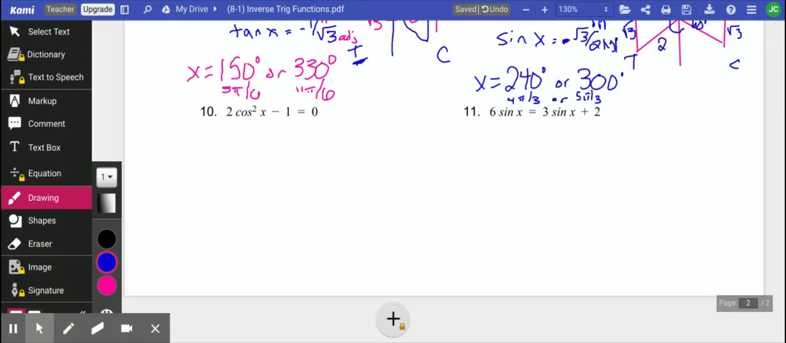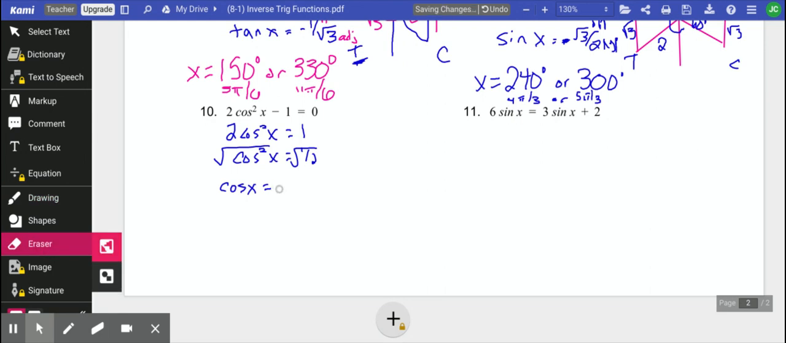All right, let's keep going with these equations. So we're trying to solve for x, so I'm going to start by adding 1 to both sides. So I have 2 cosine squared x equals 1. I'm going to divide by 2. And then I have cosine squared, so I need to take the square root of both sides. So I get cosine x equals, remember I introduced the square root, so it's plus or minus.